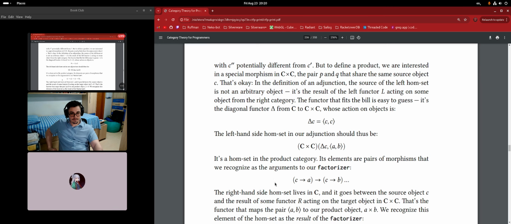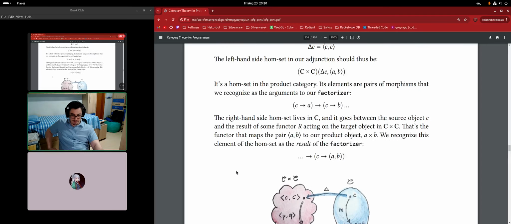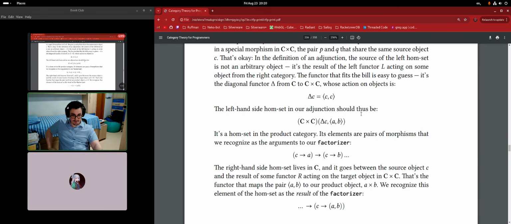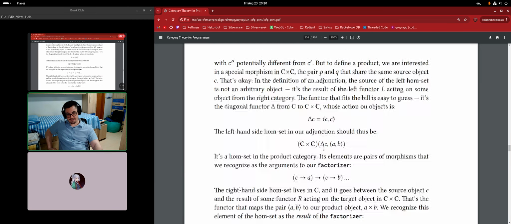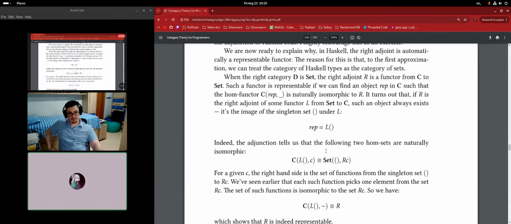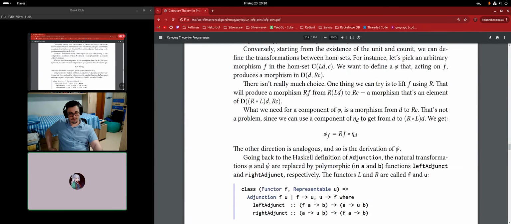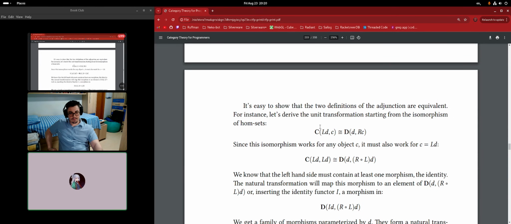Well, so the source object is C. That means that C here is the source thing, and this is the destination thing, and this is the left hand side of the home set. That's not just a plain C though, it's a delta C. You have to keep that in mind. I will. So this is CC. L is the delta. Yeah.